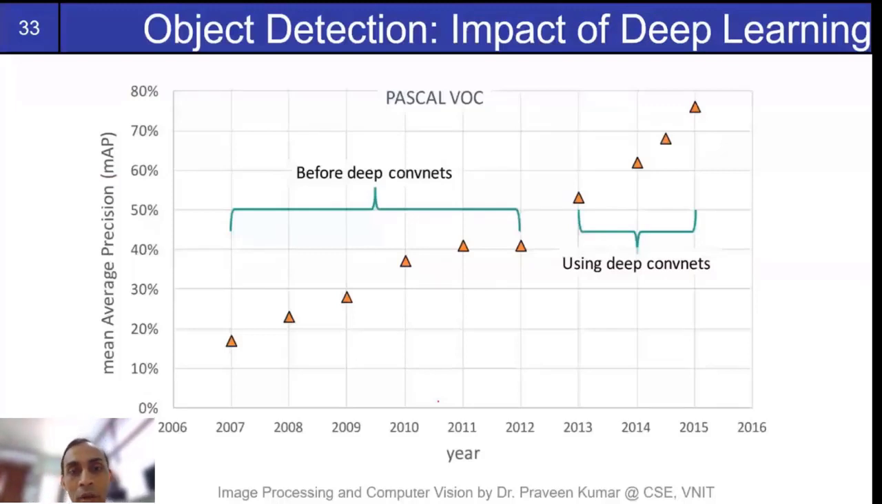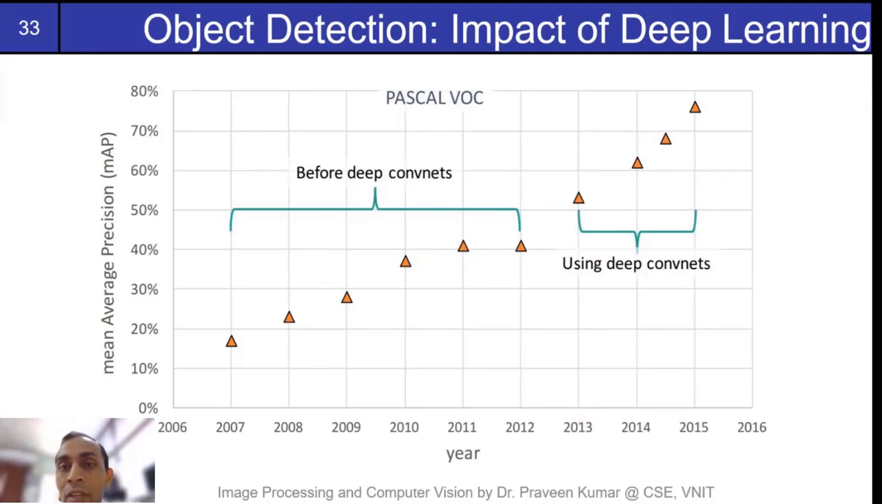This challenge has been there over the years, and as you see, before 2012, you were having basically traditional techniques which were performing far less. They were having a mean precision score of only up to 40%, or maybe around 50%. Probably the last one was this Dalal and Triggs HOG and SVM, using SVM and HOG to detect persons and pedestrians. But after AlexNet and after this image classifier, people started using those deep learning architectures for object detection also.